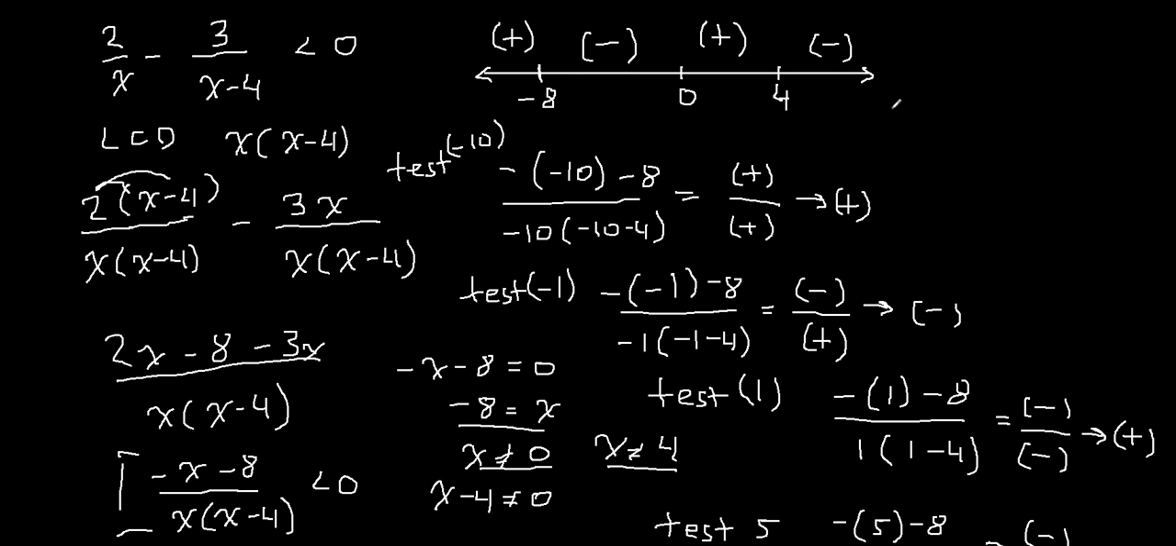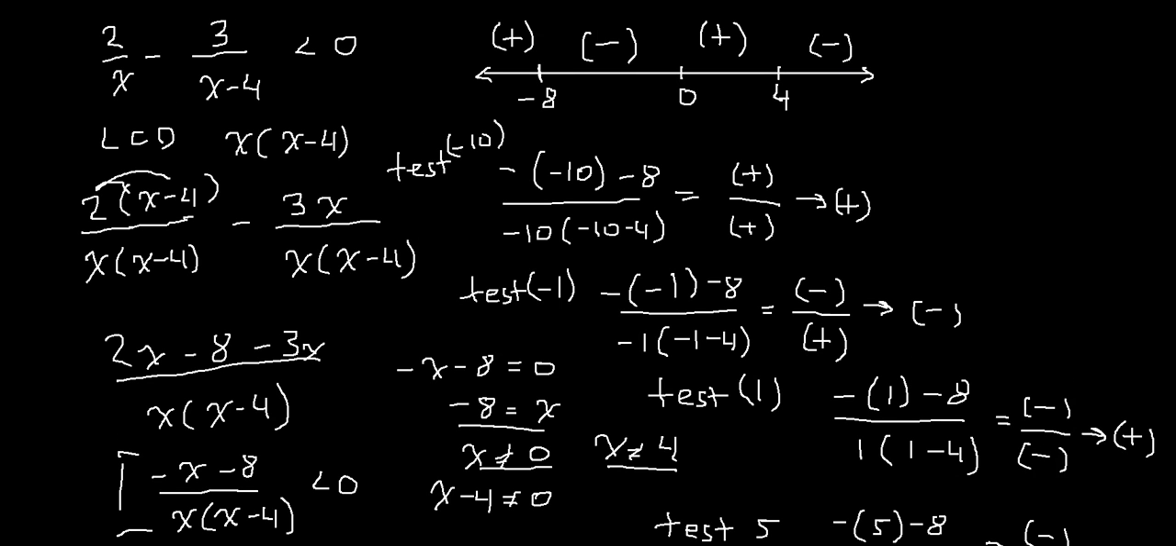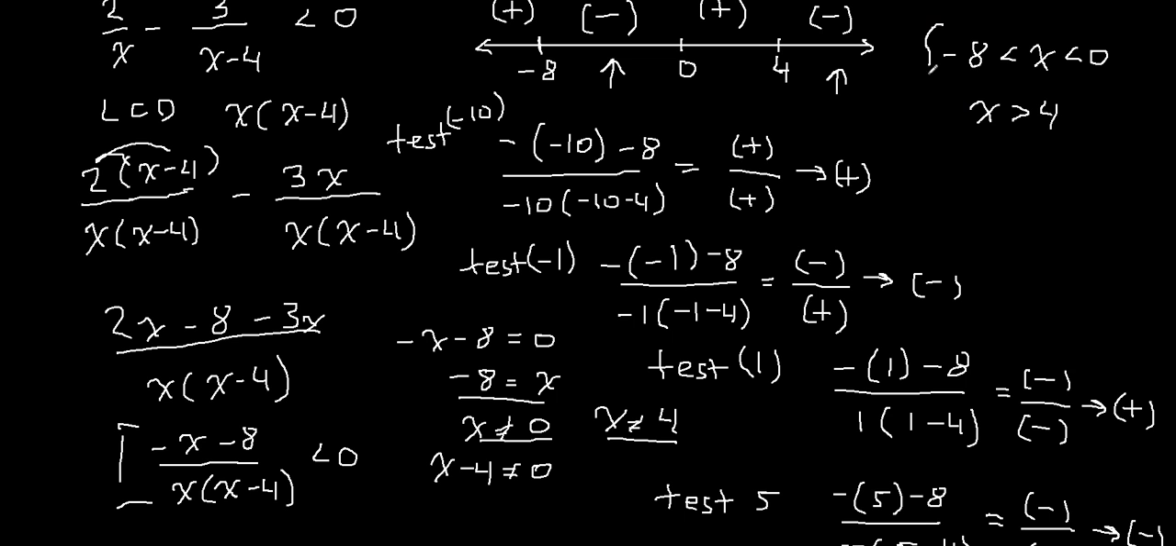Anyways, so you're looking for where the function is less than 0, right? So since 0 is not included, we can't actually use the 0 that we found. This function equals 0 when x equals negative 8. And our non-permissible values, you can't use those anyways. So if you want this to be less than 0, you're looking at the negative areas. So this area and this area. This area is between negative 8 and 0, while this area is anything above 4. So x is greater than 4. So yes, these are your answers.